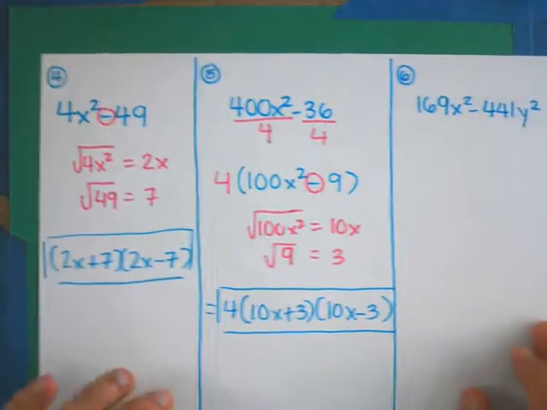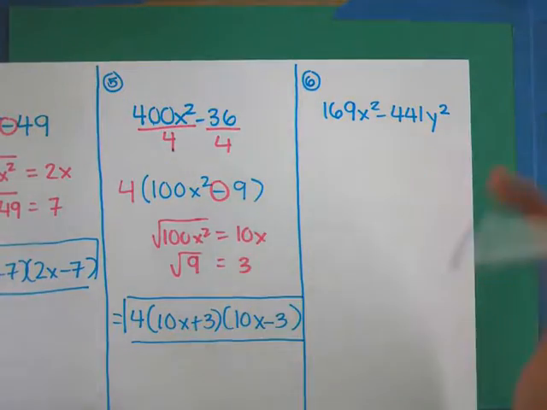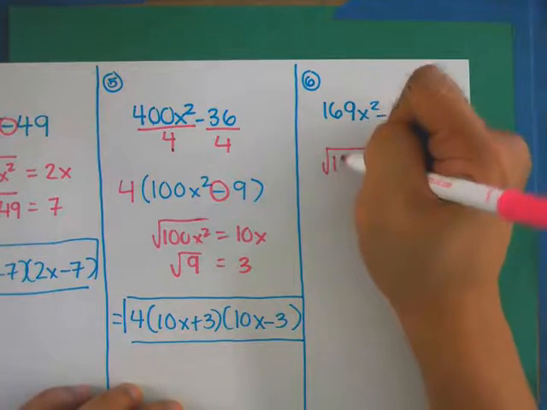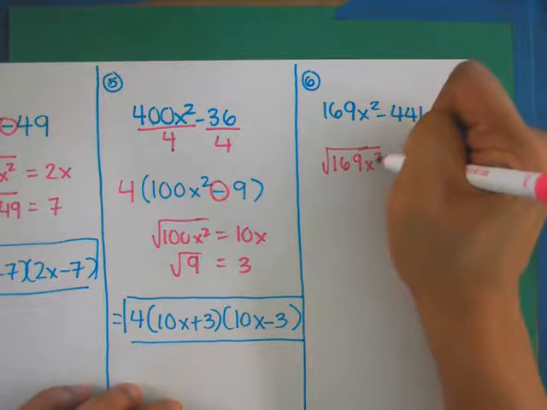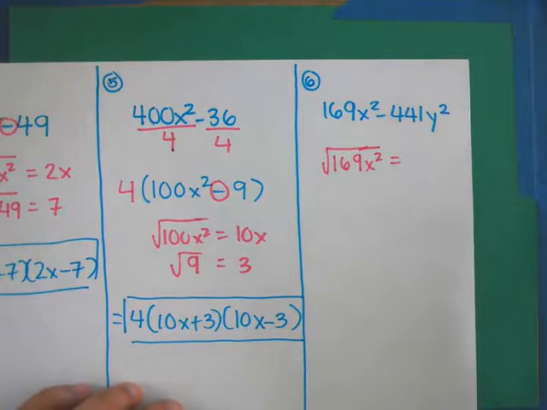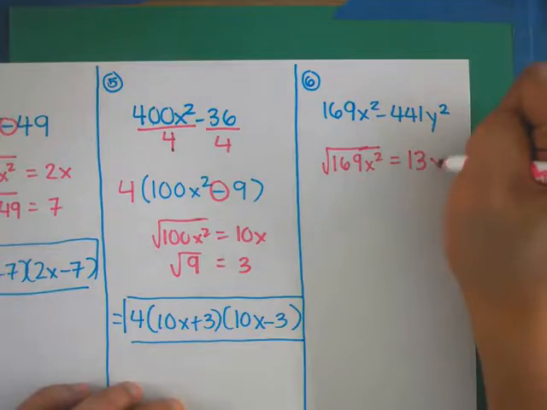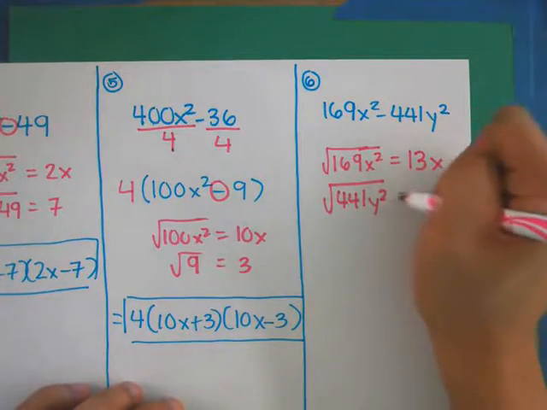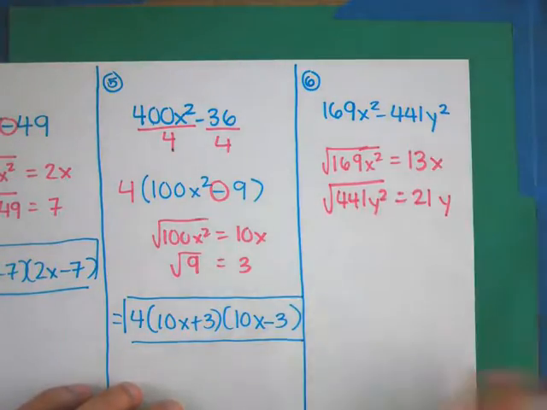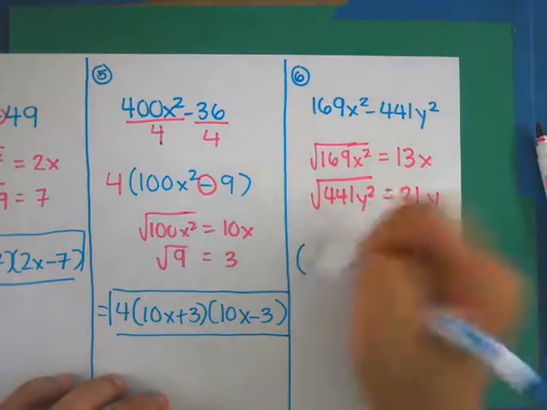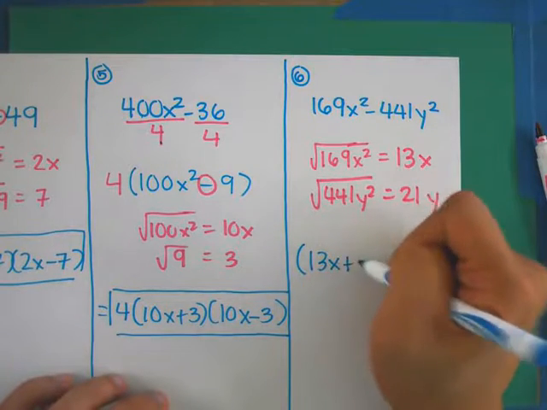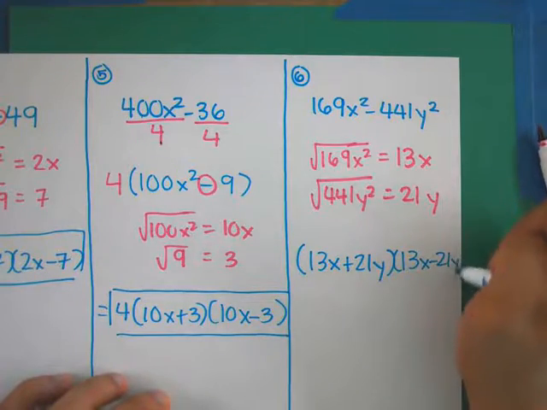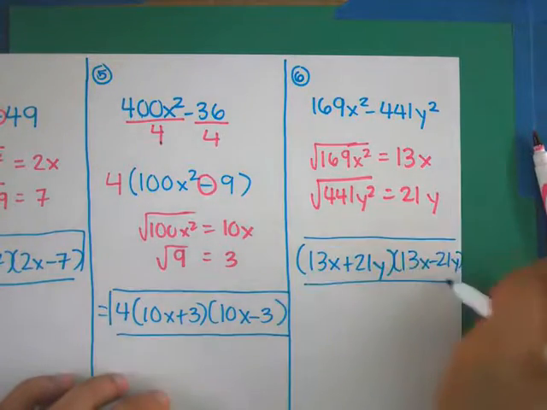Okay, all right. Last one. I don't think we can do a GCF, but if you are having trouble with the square roots, you guys can use the calculator to help you out a little bit. Square root of 169x squared is going to be 13x. For the 441y squared, it's going to be 21y. Okay, and then you're just going to put them in that format: 13x plus 21y, and then 13x minus 21y, and then that's really all we can do in that case.